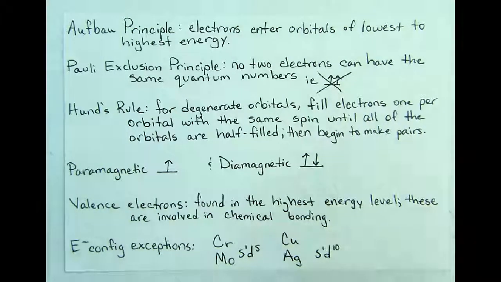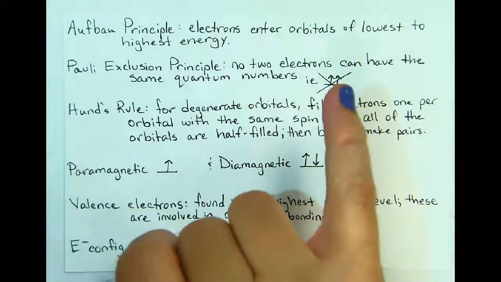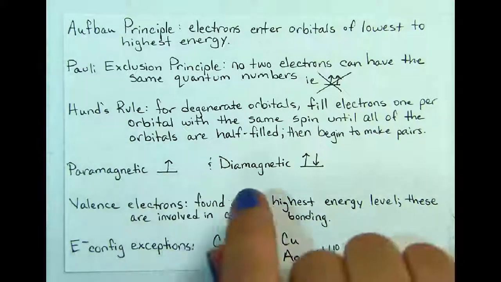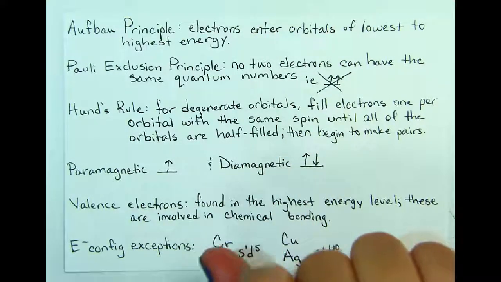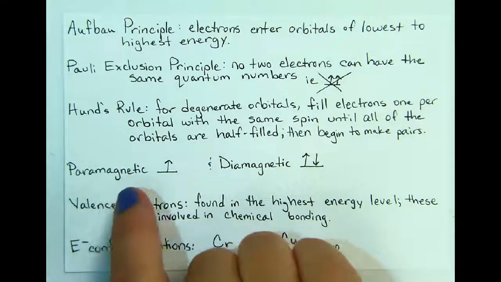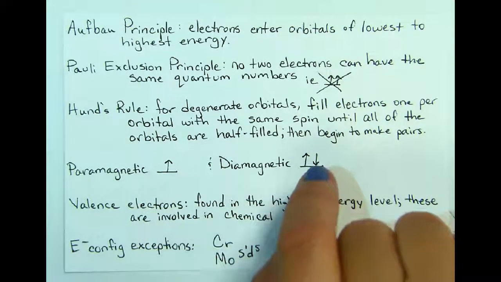First of all, the Aufbau principle: electrons enter orbitals from lowest to highest energy. The Pauli exclusion principle: no two electrons can have the same quantum numbers, and it would look like this if they were to violate that rule. Hund's rule: for degenerate orbitals, fill electrons one per orbital with the same spin until all the orbitals are half filled, then begin to make the pairs. If you have a paramagnetic electron, it's alone in an orbital, and diamagnetic means they're paired off.